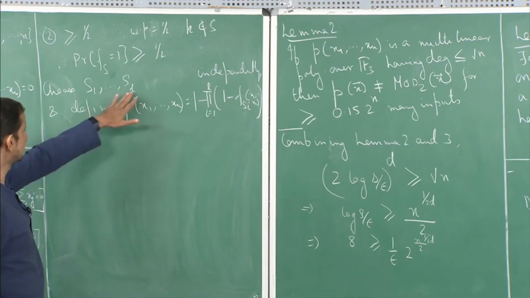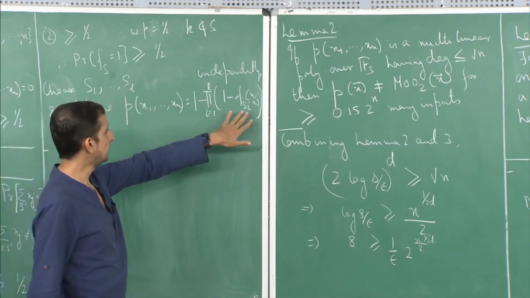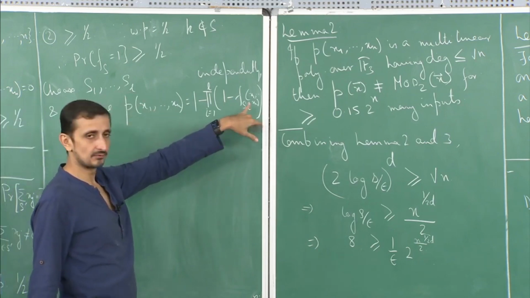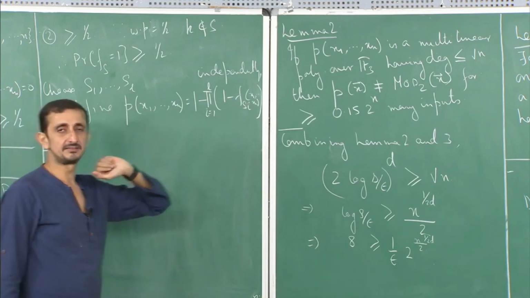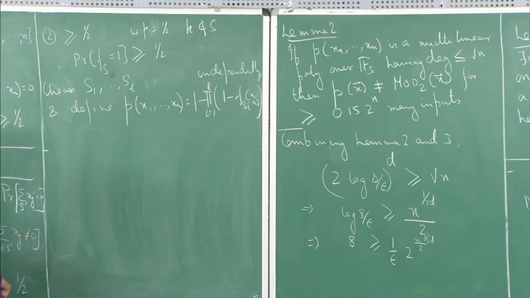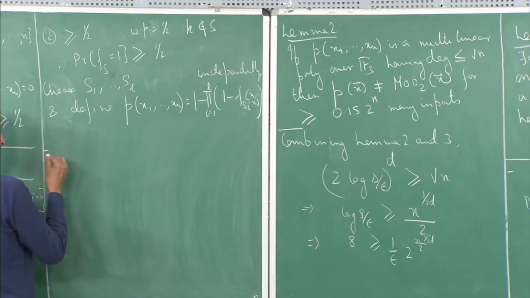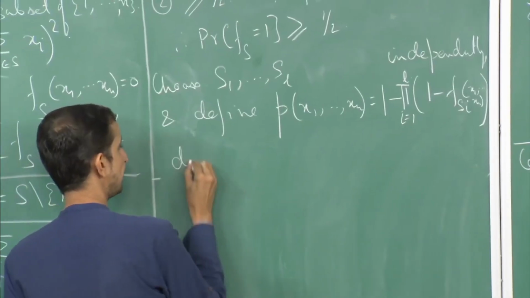So, basically choose these subsets, take the corresponding f's for all these subsets, and then define this polynomial in this manner. Now, let us look at this polynomial. First of all, what is the degree of p?